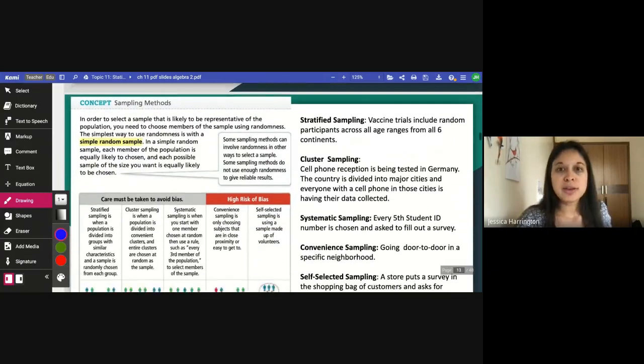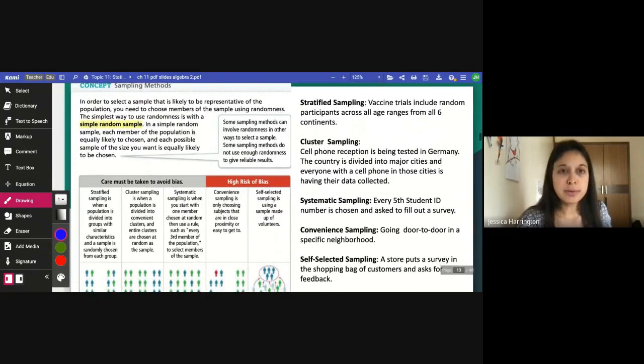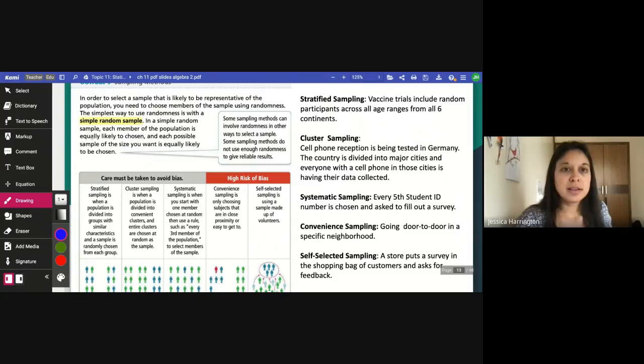So how can you do that? How can you eliminate bias from your samples? Well, the simplest way is to use a simple random sample, right? In a simple random sample, each member of the population is equally likely to be chosen, right? So if you are a person who makes less than $10,000 a year versus you're a person who makes over $1 million a year, you're both equally represented in my sample, for example, if economics is an important factor.